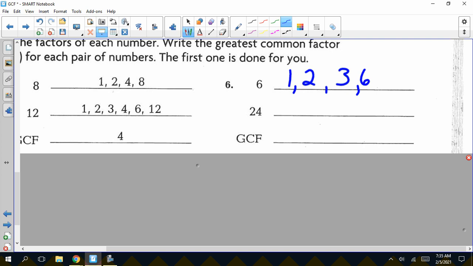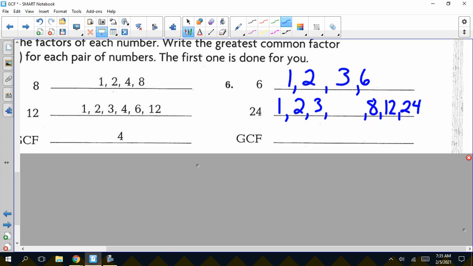For 24, we have 1 times 24. And I'm going to make this list and spread those numbers out so I can work towards the middle here. If you would rather work on a separate sheet of paper and then come back and list the factors, that's fine as well. We're going to go 2 times 12. We know that 3 times 8 will also give us 24.